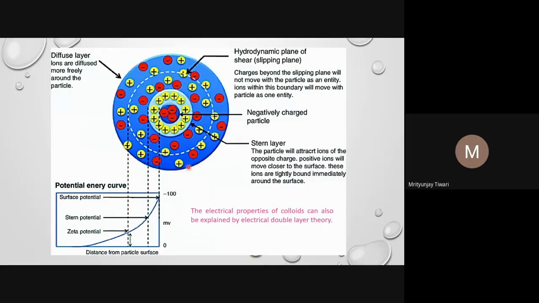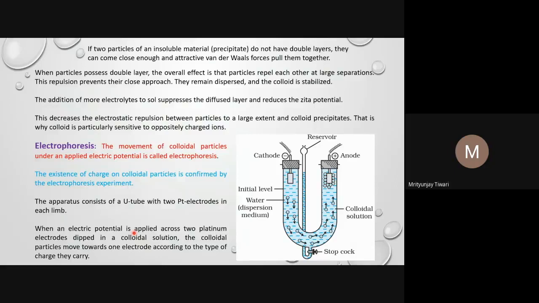And here you can see, if this colloidal particle has a negative charge, the zeta potential is a negative potential in this case.